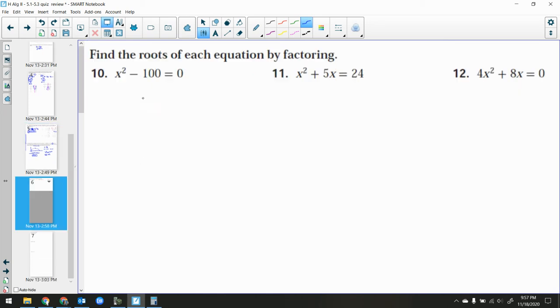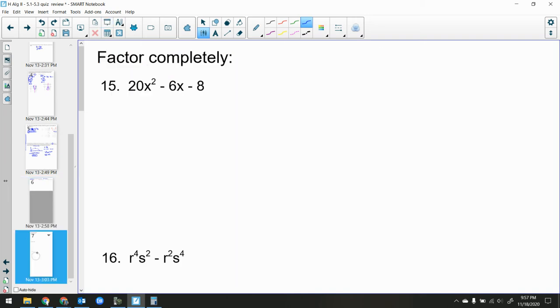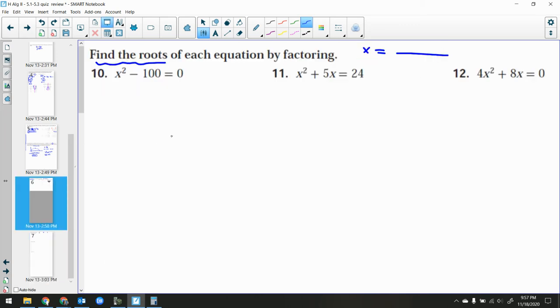All right, let's keep it going. Find the roots of each equation by factoring. Now, I'm going to be very specific on the quiz. If I ask you to find the roots, I'm asking you to find x equals, right? If I ask you to just factor, you do not solve. You leave it as your factored form, okay? So when I say find the roots of the equation, I'm asking you to just give me x equals the numbers. Like, for example, in this one, this is (x minus 10)(x plus 10).